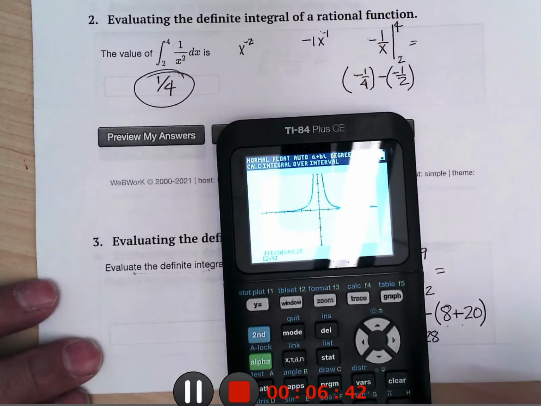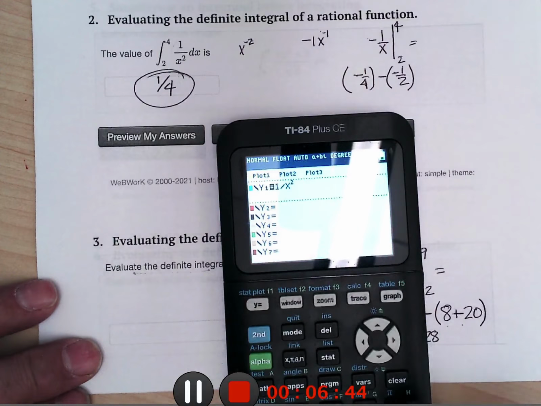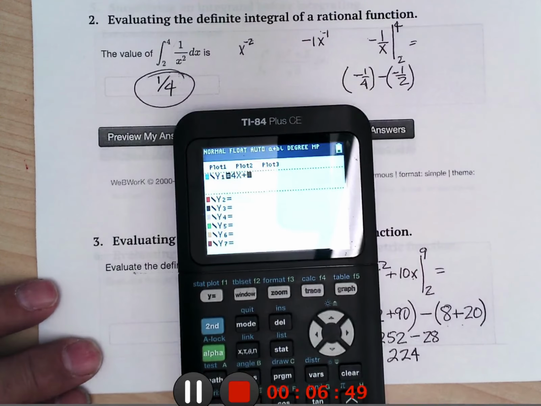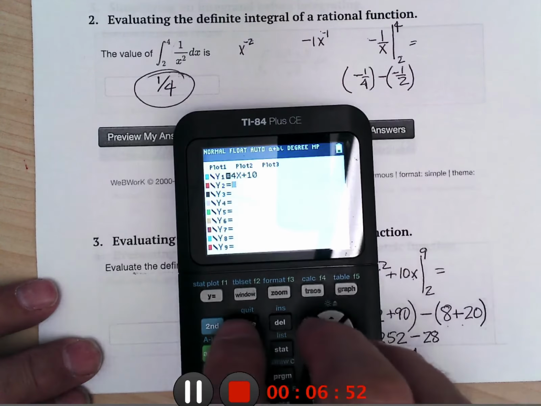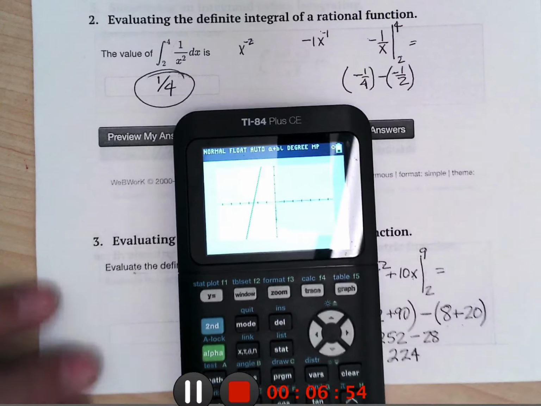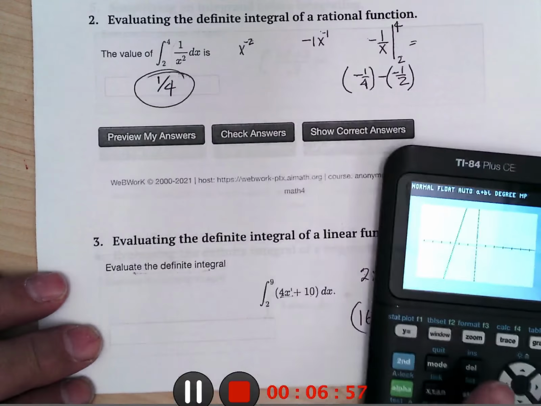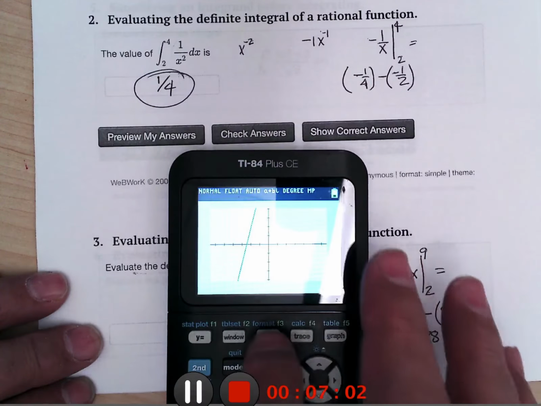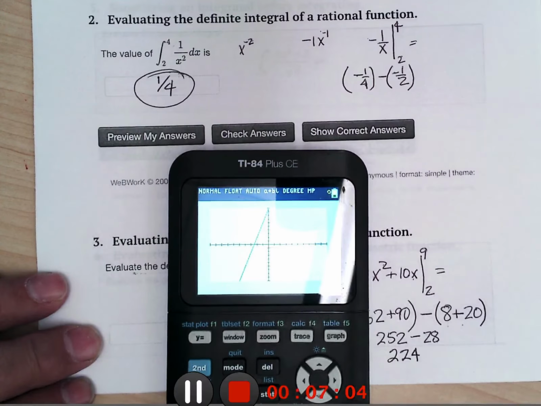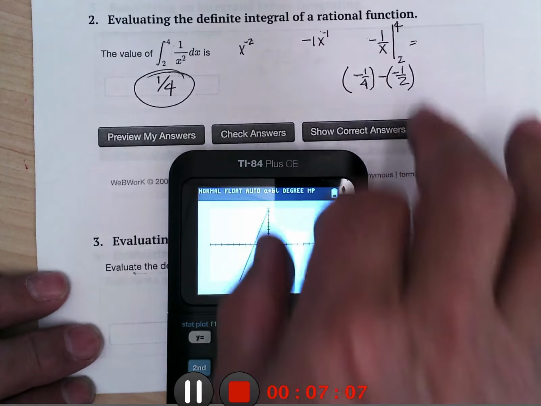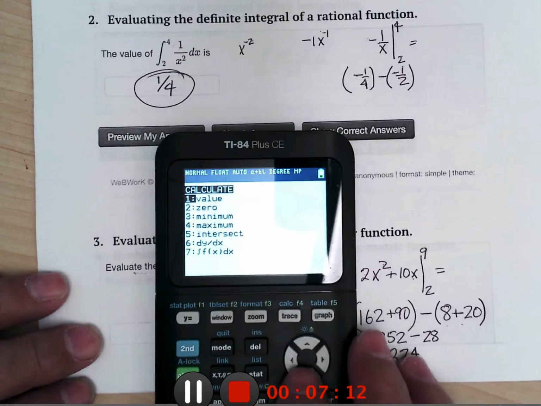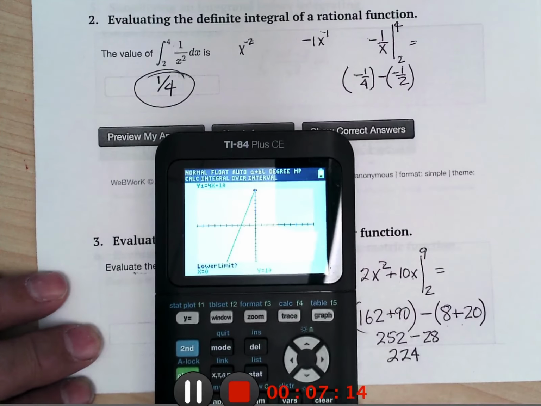Let's check that. Y equals, clear, 4x plus 10, 4x plus 10, and graph. It's way off the screen, but I've got to go 2 to 9. 9's not on here, so I'm going to go zoom 6. Still way off the screen. 2 to 9, it's going to be a lot of area. This calculator will still do it. So second, calculate 7 from 2 to 9, and it says it's 224.